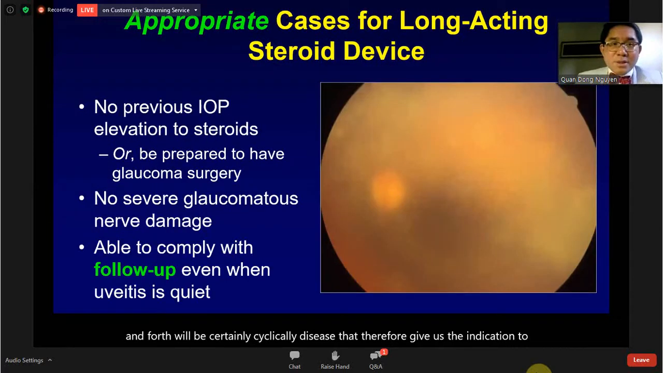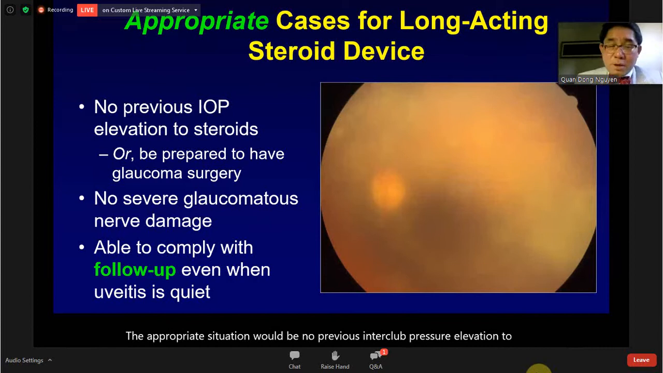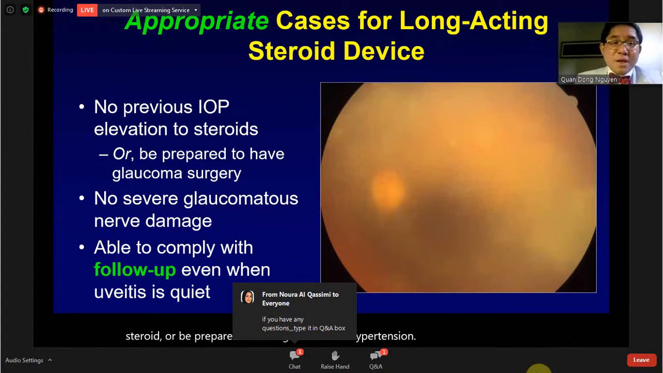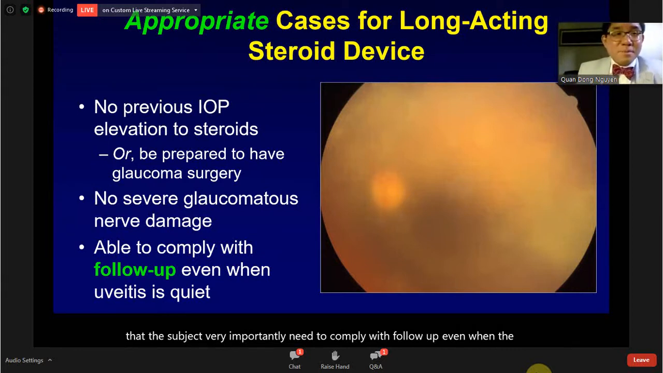Other appropriate situations would be no previous intraocular pressure elevation to steroid, or being prepared to manage the ocular hypertension very well, including having glaucoma surgery. The subject should have no severe glaucomatous nerve damage, especially if the patient is monocular. And the third aspect would be that the subject, very importantly, needs to comply with follow-up even when the uveitis is quiet. And that's very important to emphasize to our patient.